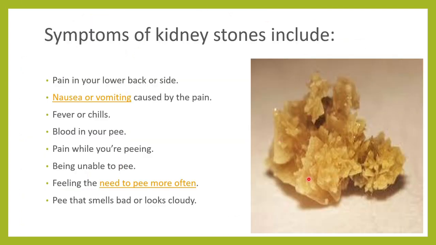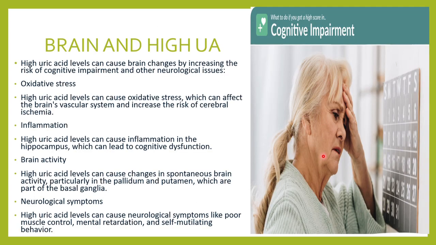So these are the uric acid stones. You'll get pain in your lower back, or you might feel vomiting, nausea, fever, chills. You might see blood in the urine, or pain when you are peeing. So all this can occur in the case of kidney stones. So uric acid stones can also be formed when there is hyperuricemia.